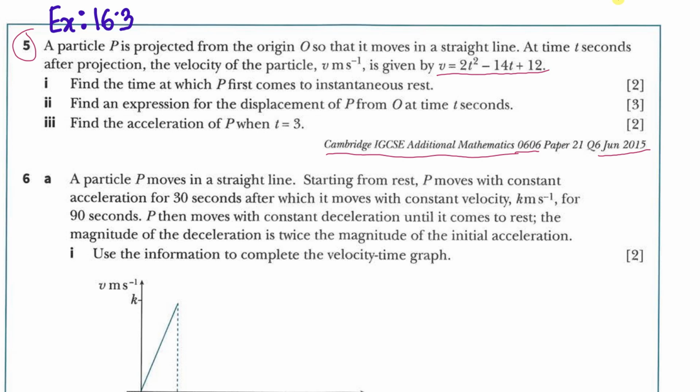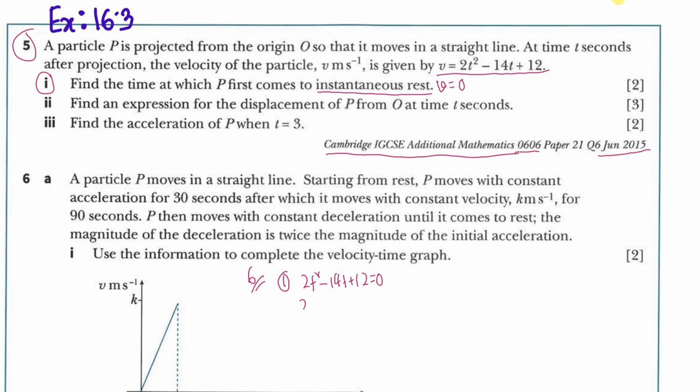The first question: find the time at which P first comes to instantaneous rest. I have told you several times that if it is written instantaneous rest, or momentarily at rest, or even only rest, we should consider velocity equals 0 to get the time. Let me do that here, writing below. So let me write 2t² − 14t + 12 = 0.